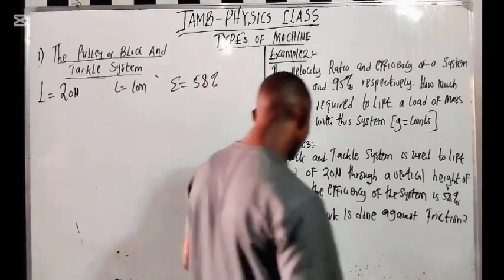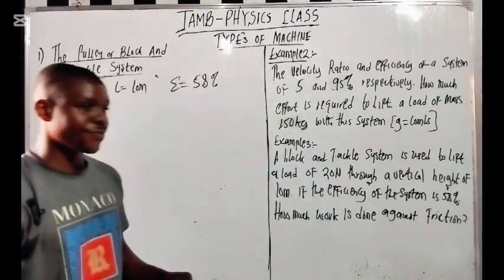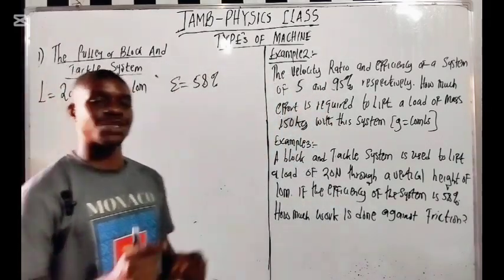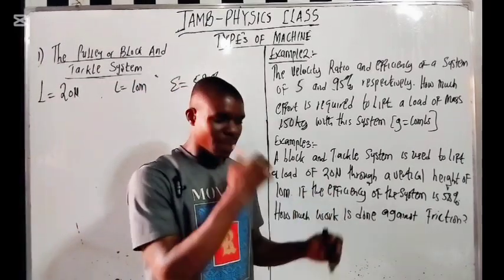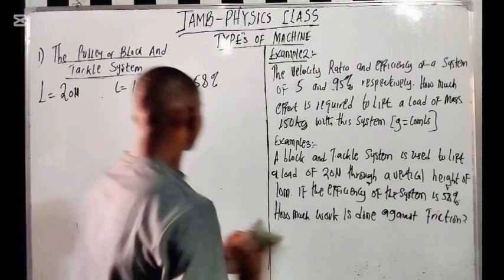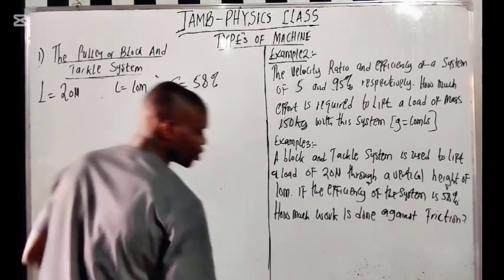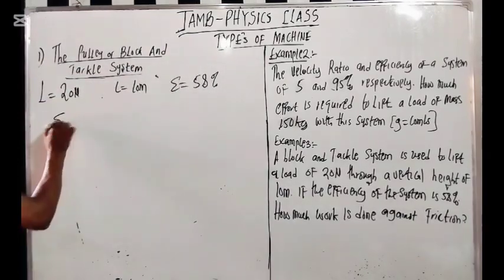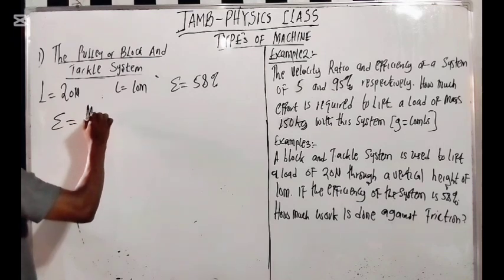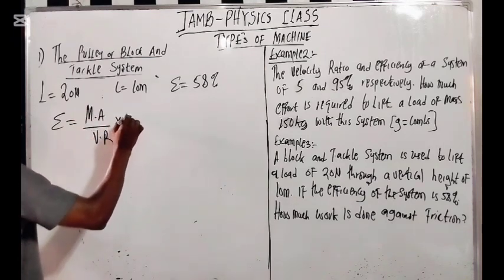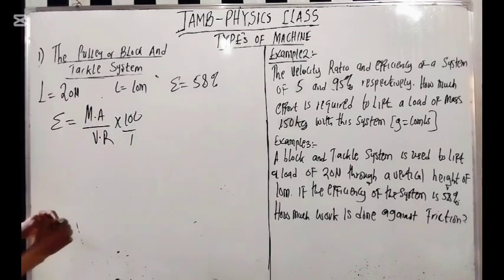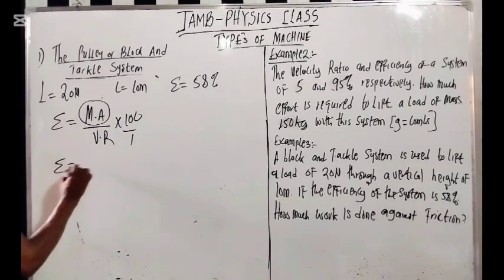Then they ask, how much work is done against friction? How much work is done against friction? So they're asking you, what is the work input? Now, remember I told you that efficiency is equal to mechanical advantage over velocity ratio times 100 over 1. Now, my efficiency equals to what?